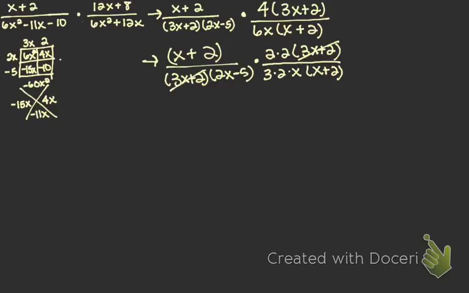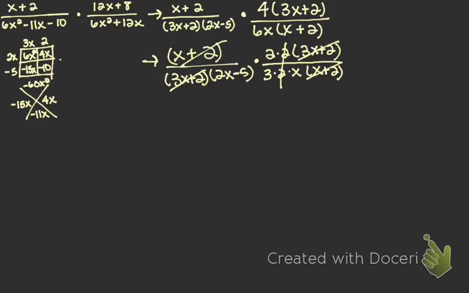We have an x plus 2 in the numerator of the first and x plus 2 in the denominator of the second. Those cross-reduce and make a giant 1. And then because we rewrote our 4 as 2 times 2 and our 6 as 3 times 2, we notice that we have a giant 1 with these 2's right here as well.